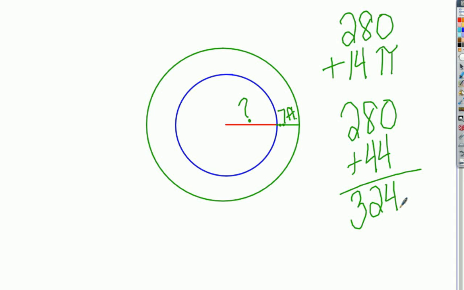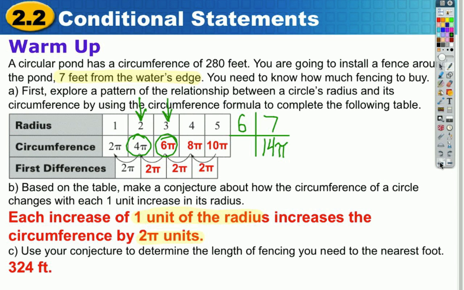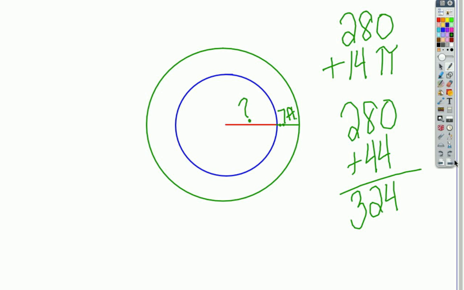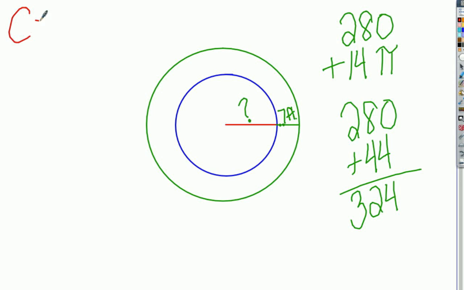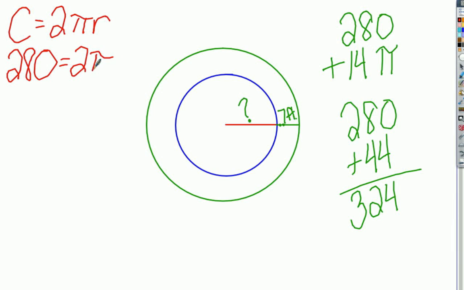There was another way to do it that didn't involve any of this. I'm surprised nobody figured it out. I had the circumference formula up there. Brandon, you figured it out? Yeah, I divided 80 by 2. If circumference equals 2 pi r, and you don't know what r is, 280 is the circumference equals 2 pi r. How would you solve for r?